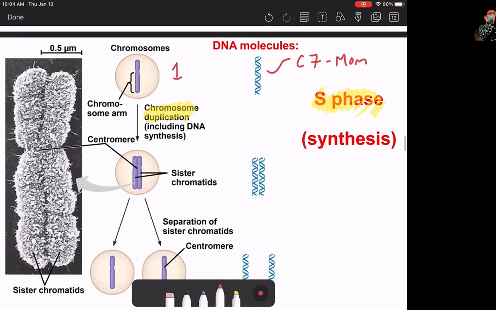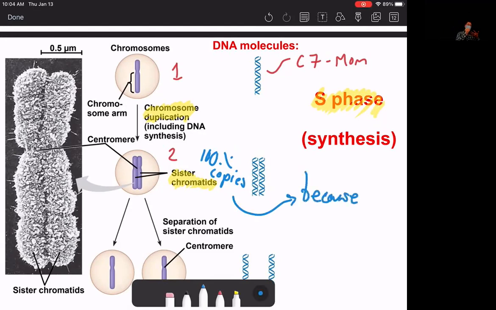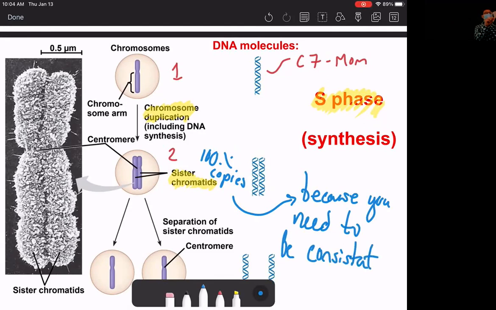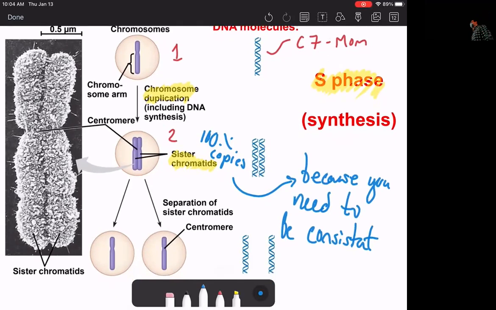You had 1 up here, and now you have 2. And remember that these are sister chromatids. These are the exact same chromosome. They're just little clones. And like I wrote down and scrawled there, it's because you are making copies of the cell. You need to have the exact same instructions to the next cell. You really do.